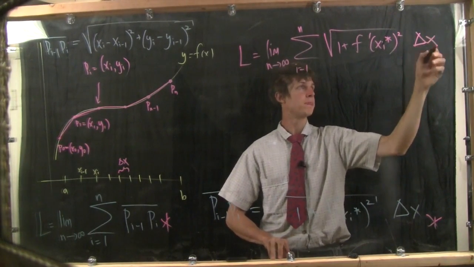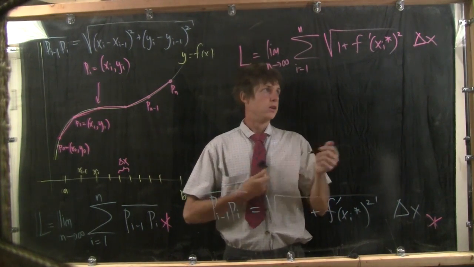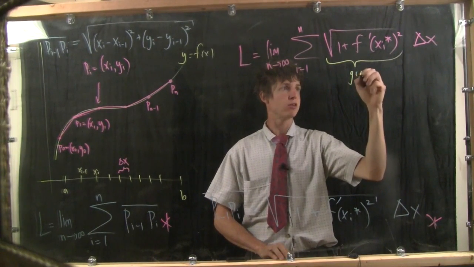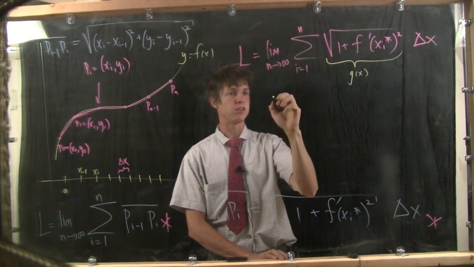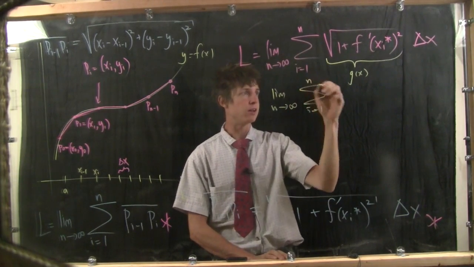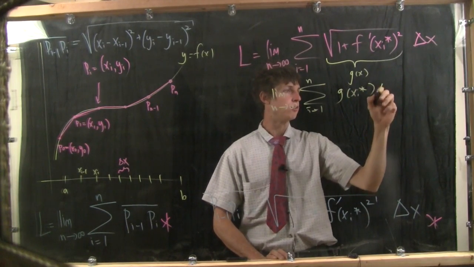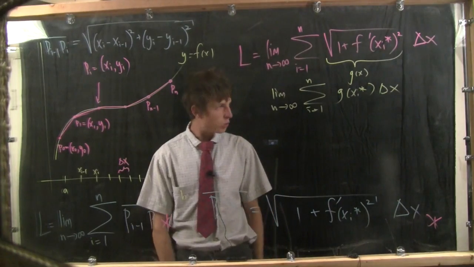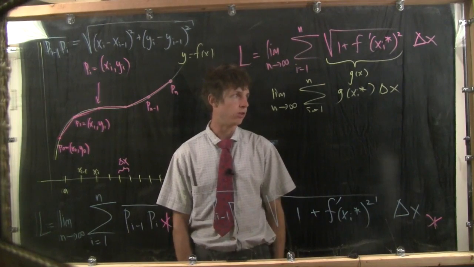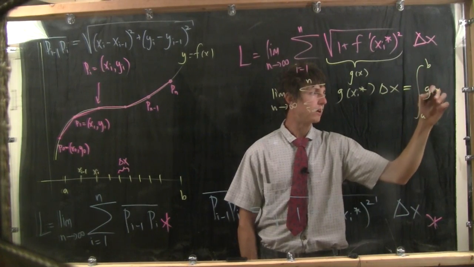Times delta x. All right, so now I need you to use your imagination. Think about this thing as its own function, say g of x. Then what this expression looks like is the limit as n goes to infinity of a sum, i equals 1 to n, of g of xi star times delta x. Now squint your eyes. You realize that this thing right here is exactly our definition of the integral. So this is exactly the definition of the integral from a to b of g of x dx.